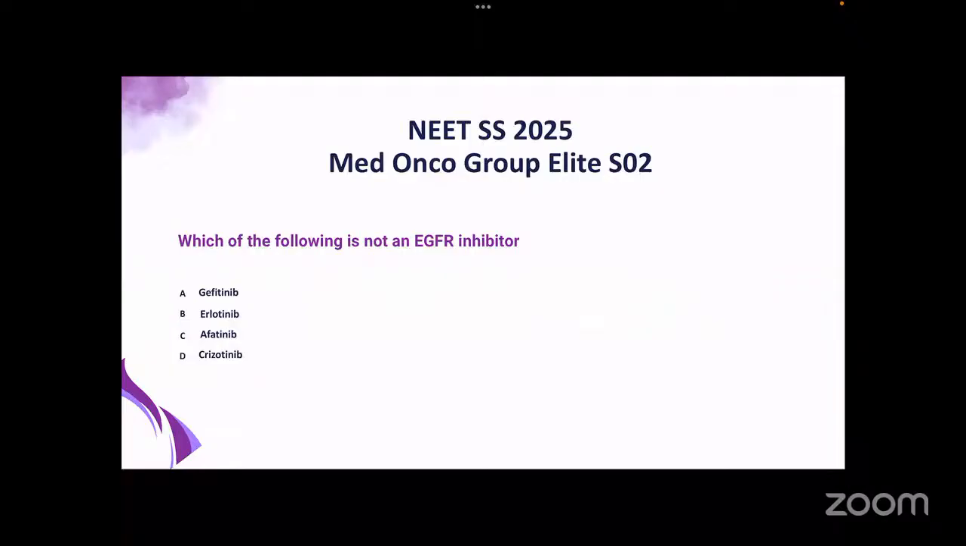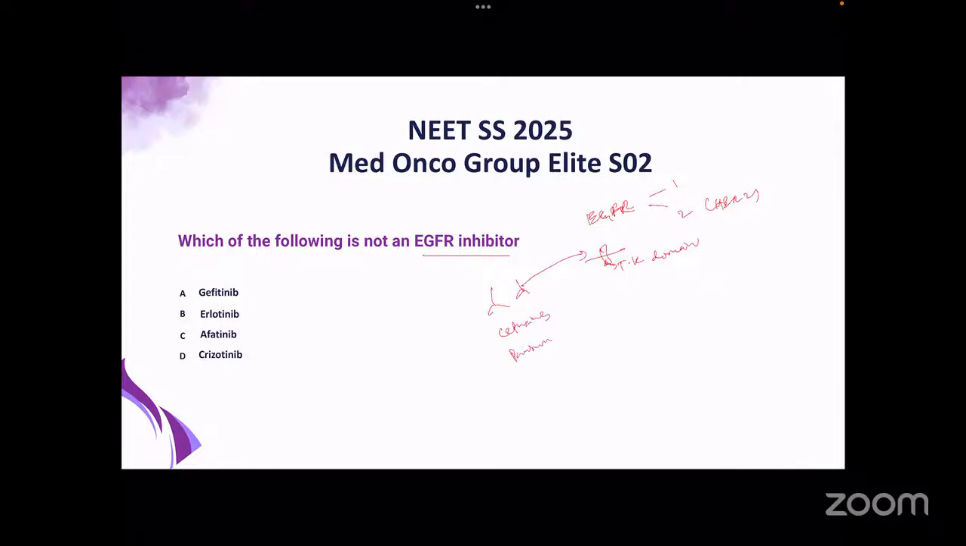Which of the following is not an EGFR inhibitor? So EGFR, epidermal growth factor receptor. EGFR 1, 2, 3, 4 are there. 2 is also called HER2. And EGFR is a molecule on the cell surface, and it has an extracellular domain and an intracellular tyrosine kinase domain. Most of the bigger molecules like monoclonal antibodies we use act on the extracellular site, which include cetuximab, panitumumab. And the tyrosine kinase domain is inhibited by all these TKIs, which are gefitinib, erlotinib, afatinib.